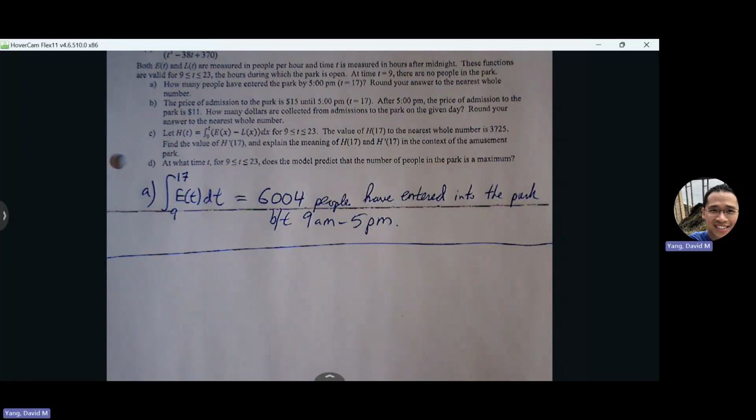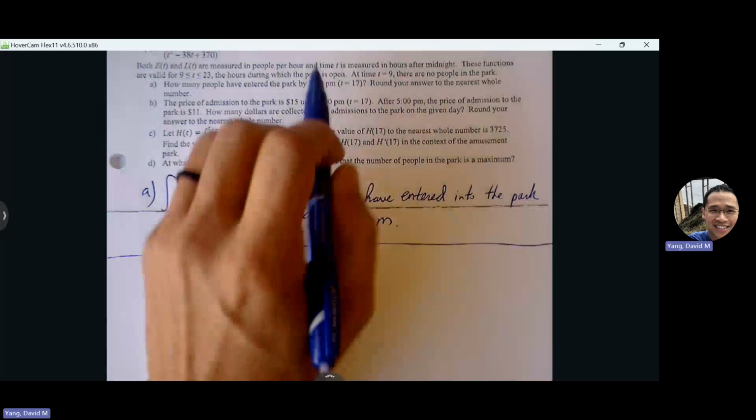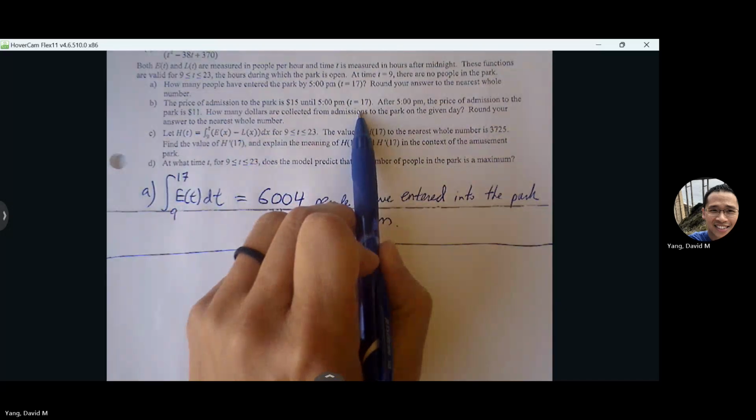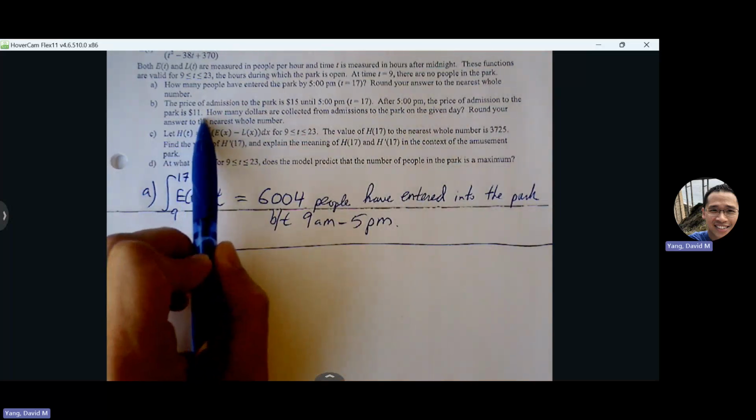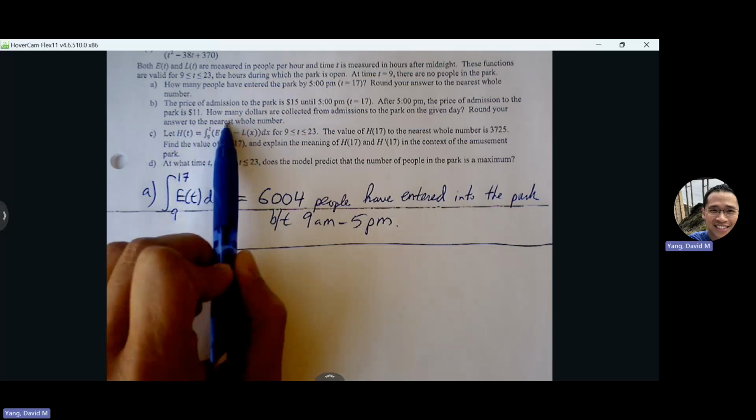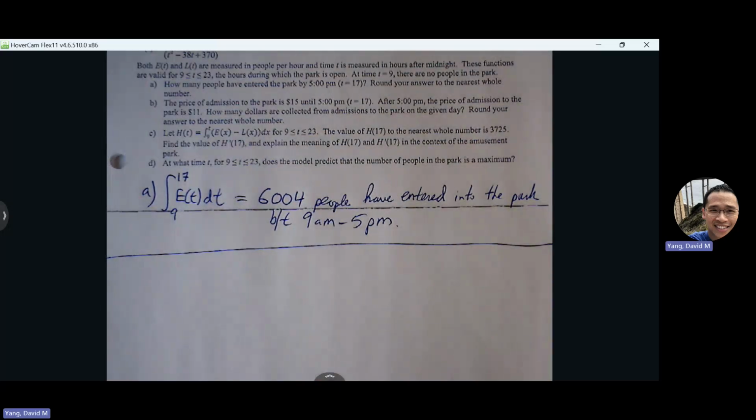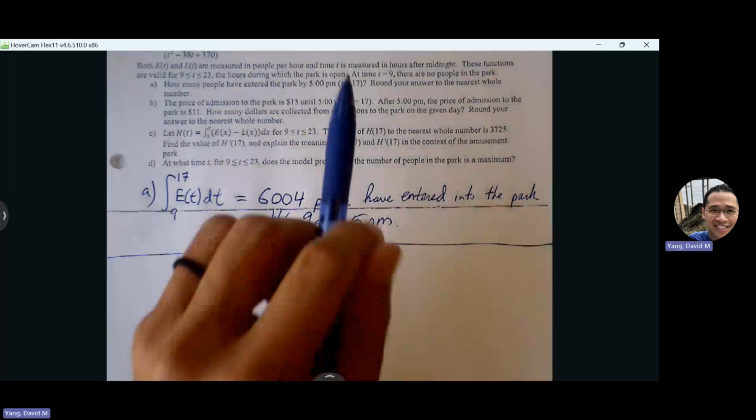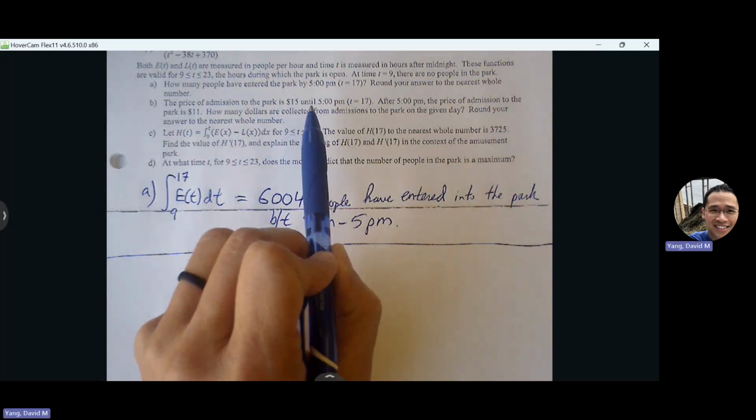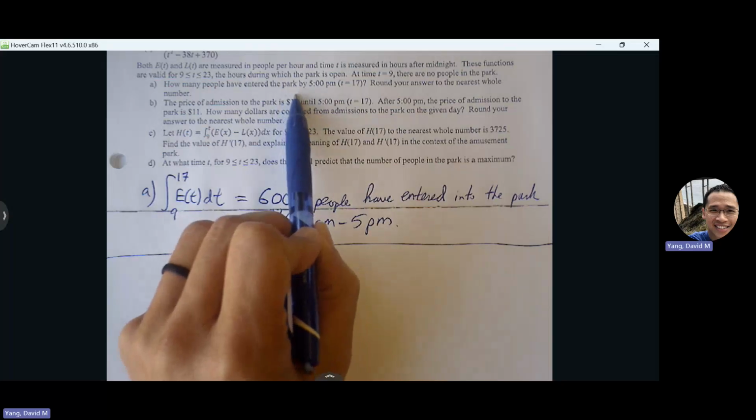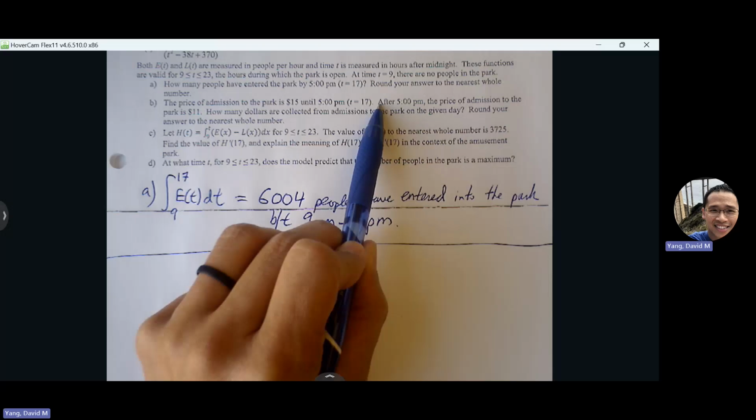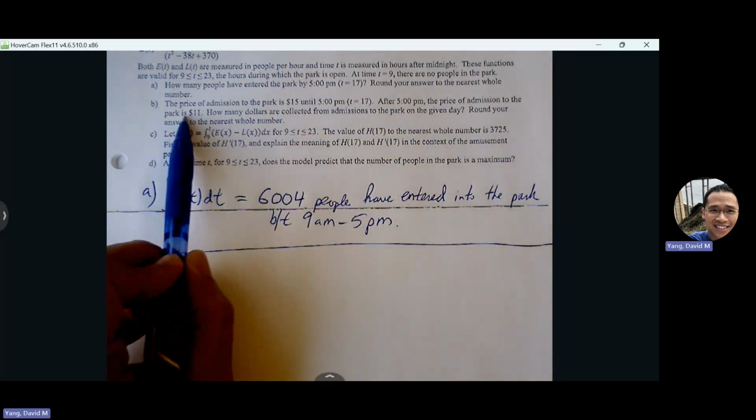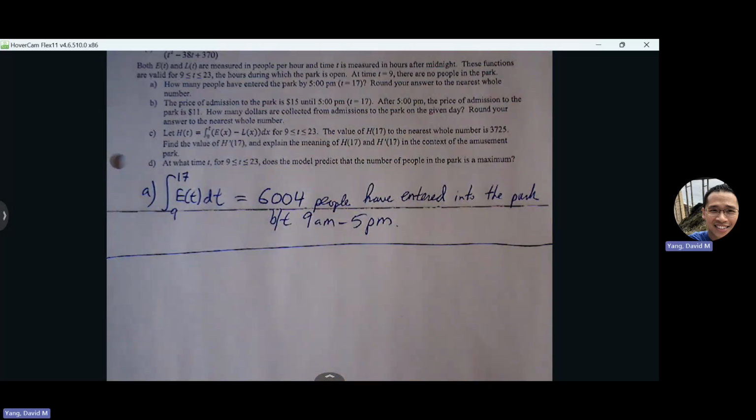Okay, part B. The price of admission in the park is $15 until 5 p.m. But then after 5 p.m., the price of admission drops down to $11 per person. So how much money has been collected from admissions in the park on a given day? We can figure out how many people have entered the park by 5 p.m., multiply that number of people by $15. And then after 5 p.m., we can find the number of people who've entered the park and then charge each of them $11, and then we can figure out the revenue.